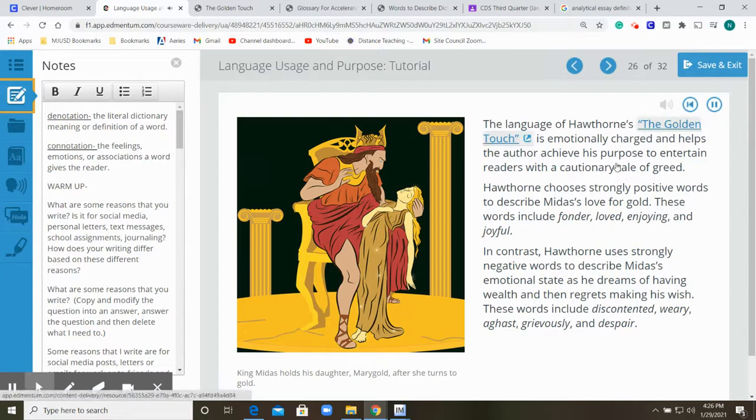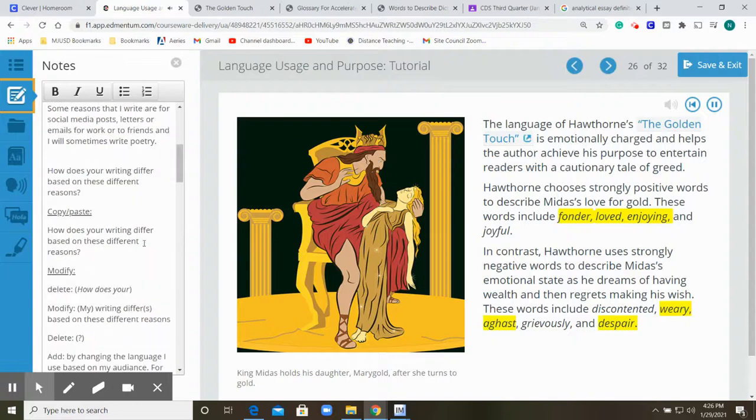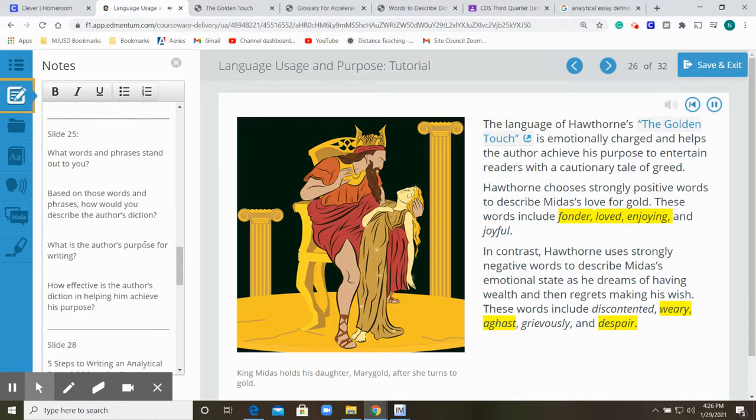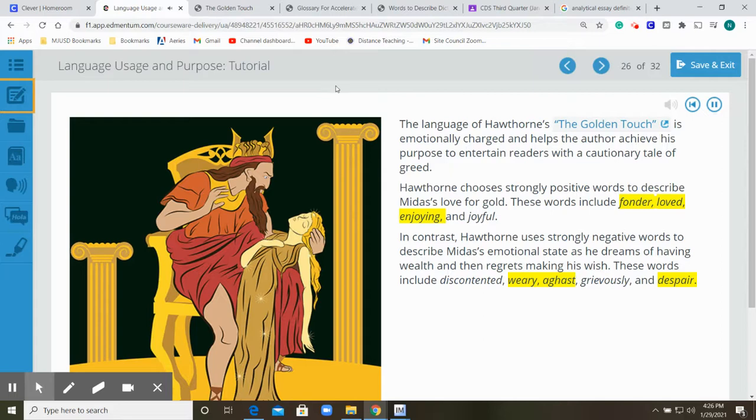The language of Hawthorne's The Golden Touch is emotionally charged and helps the author achieve his purpose to entertain readers with a cautionary tale of greed. Hawthorne chooses strongly positive words to describe Midas's love for gold. These words include fonder, loved, enjoying, and joyful.